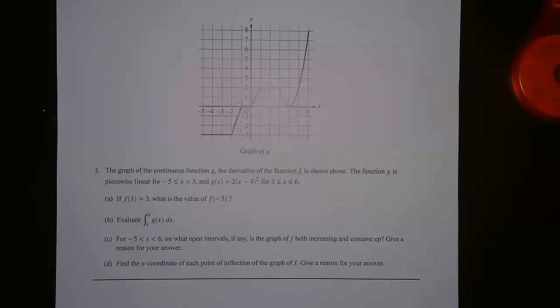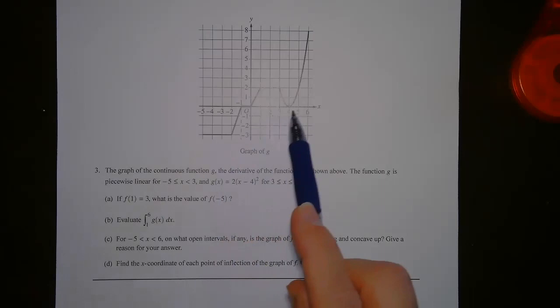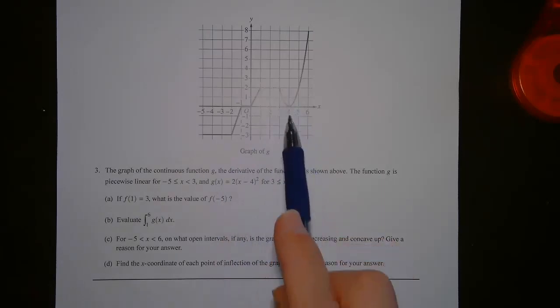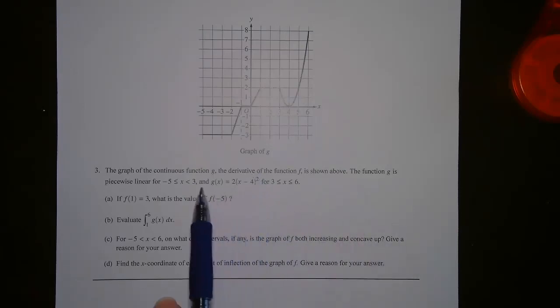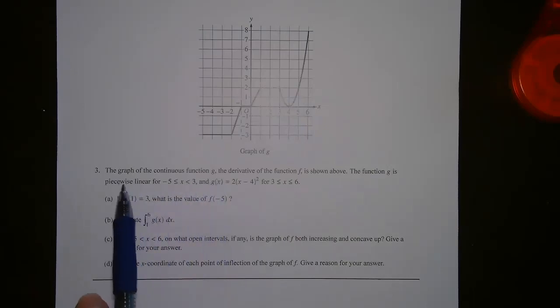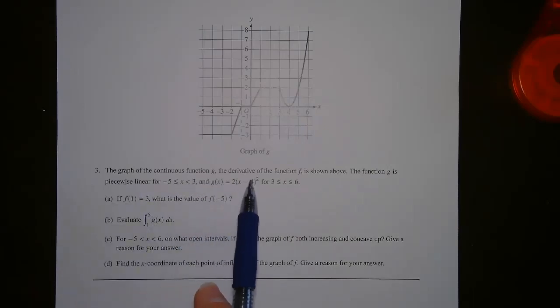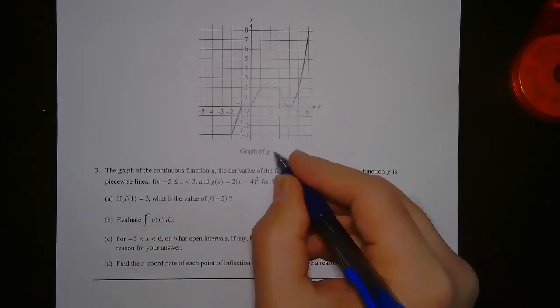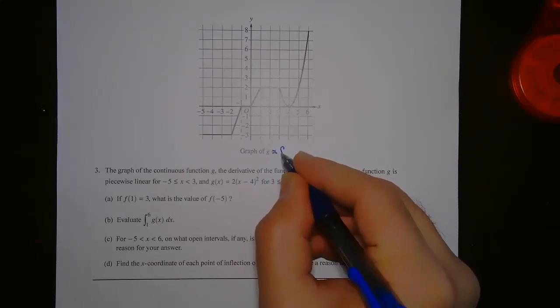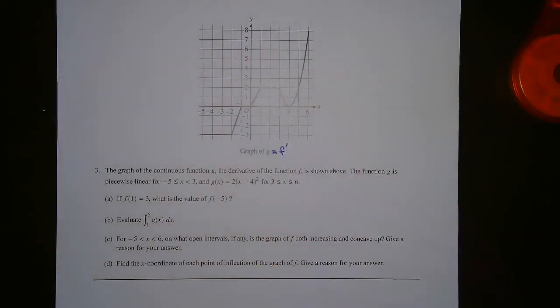So for the 2018 exam, free response question number 3, you're given the graph of G and it's made up of a piecewise function from -5 to 3, and then a quadratic from 3 to 6, okay? And they tell you that this graph of the continuous function G is the derivative of the function f. So G is f prime. So G, I'm going to write right here, G is equal to f prime, okay?